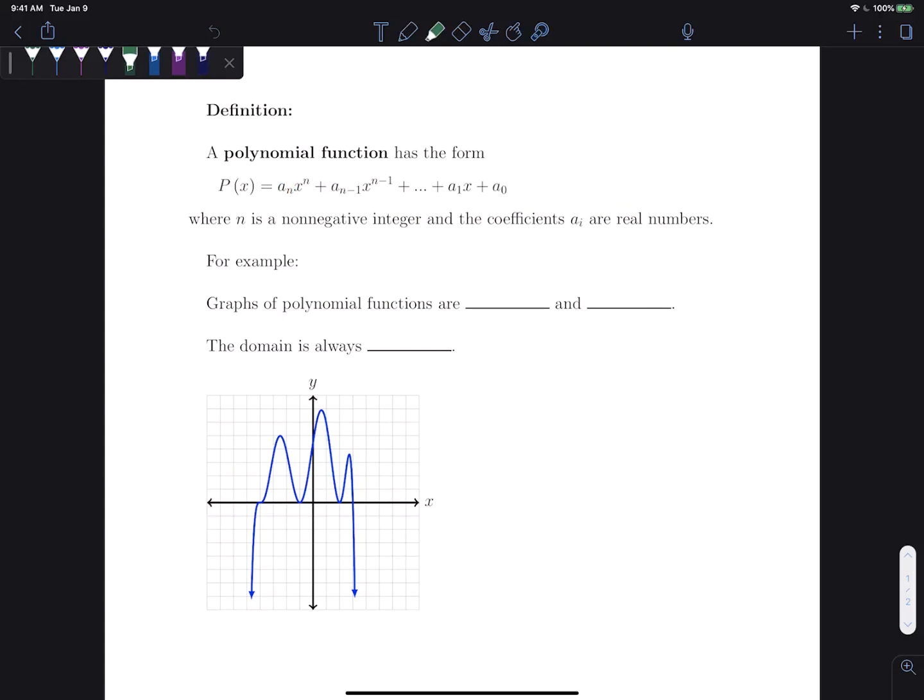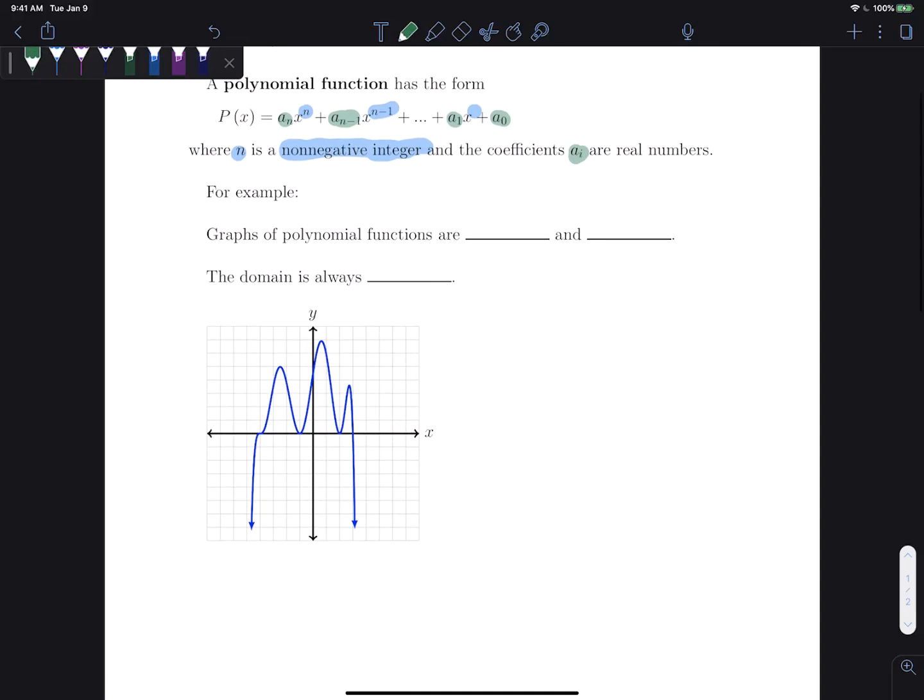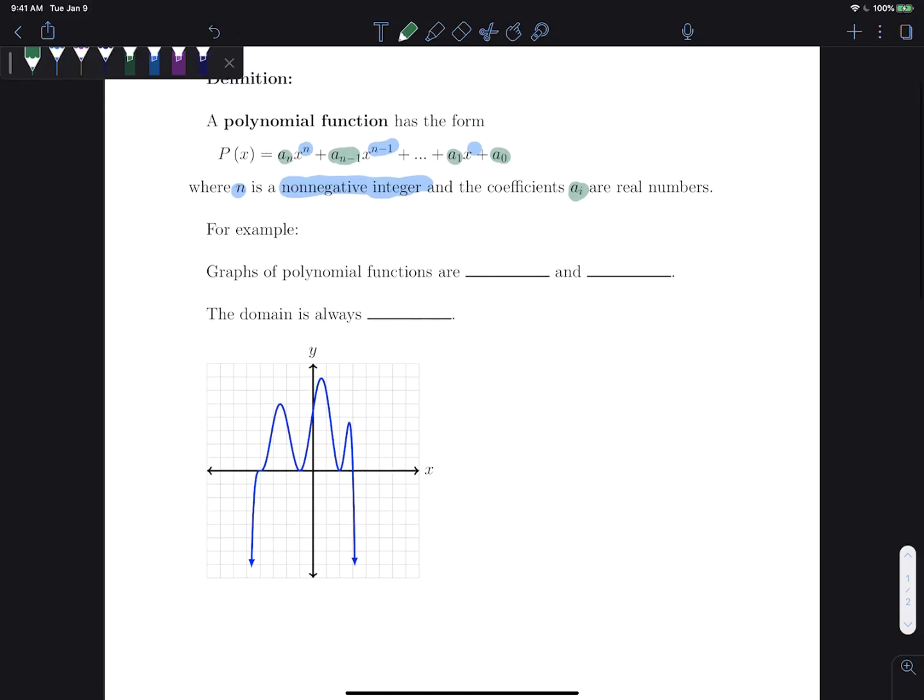Now, these out here are coefficients. The exponents are integers, specifically non-negative integers. Okay, so this isn't really different from what you've seen in the past. All right, so let's look at an example of a polynomial function. We've actually seen several in the past already.